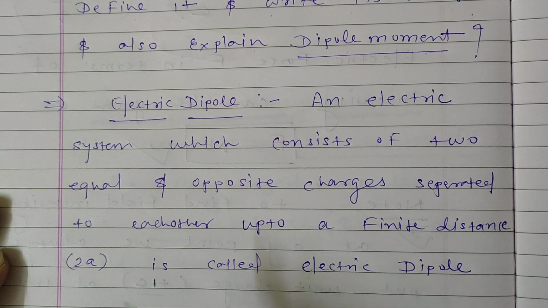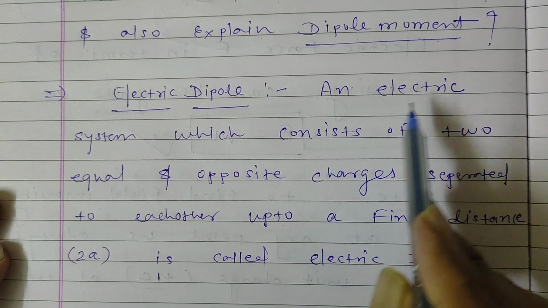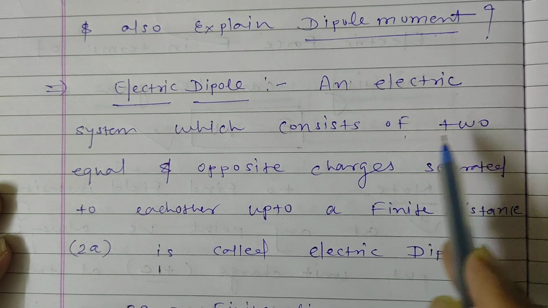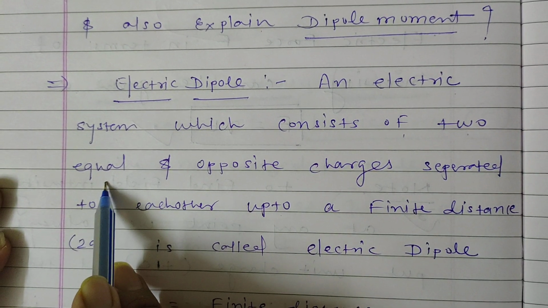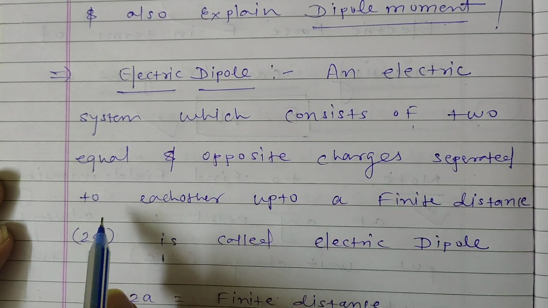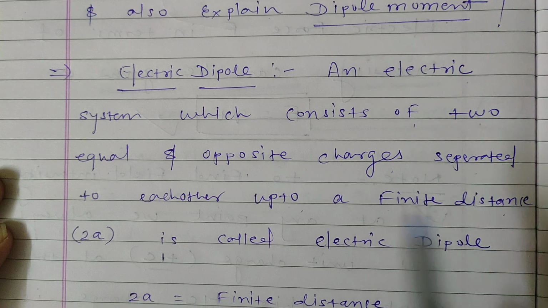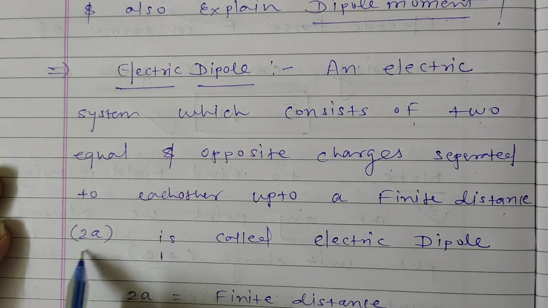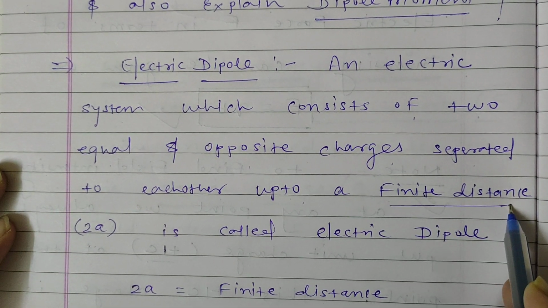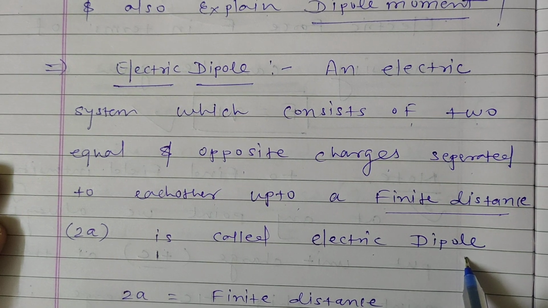Now students, the definition of electric dipole is like this: an electric system which consists of two equal and opposite charges separated to each other up to a finite distance 2a. It is 2a, which is one kind of finite distance. This system is called electric dipole.